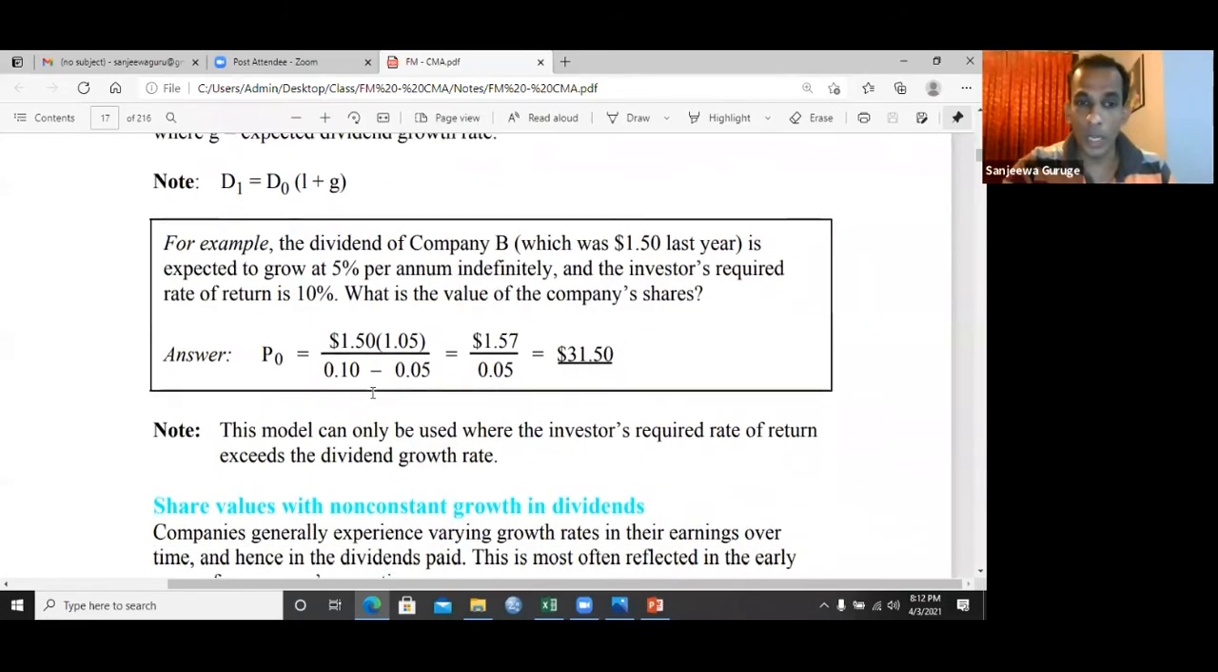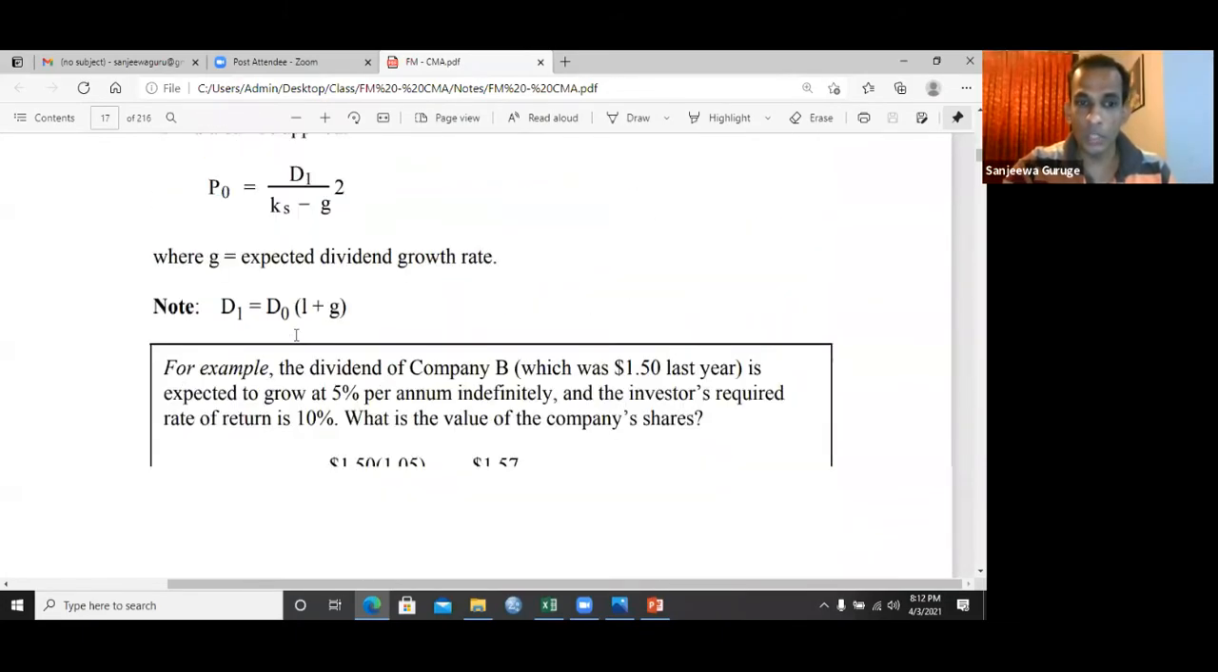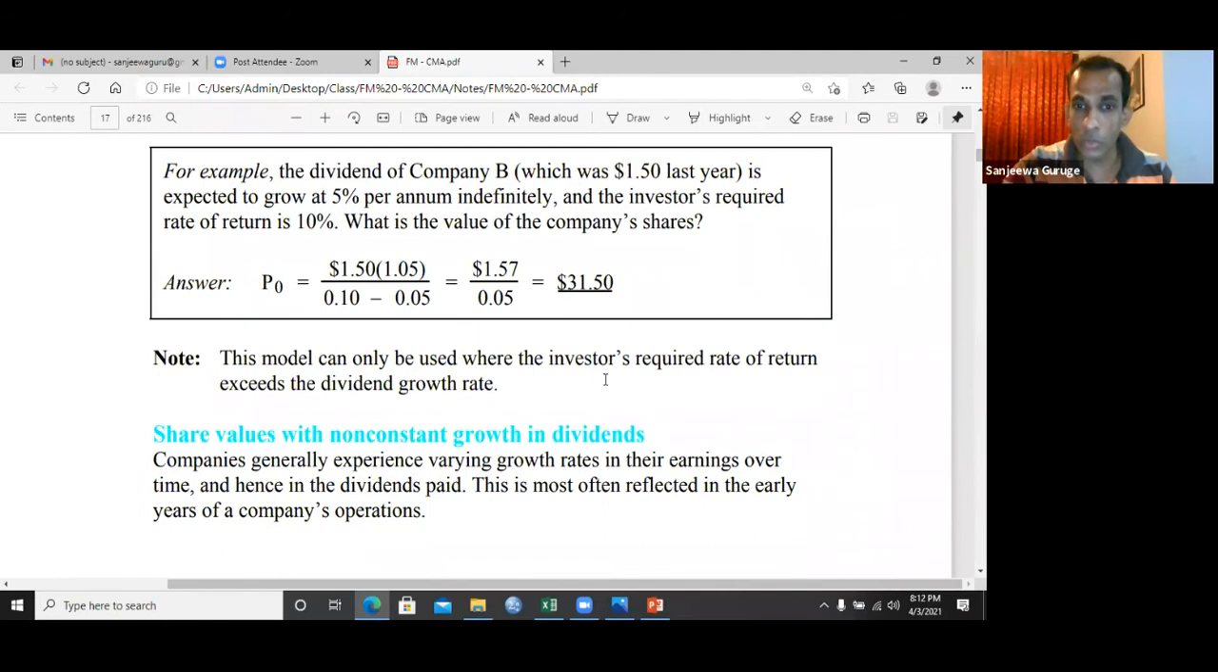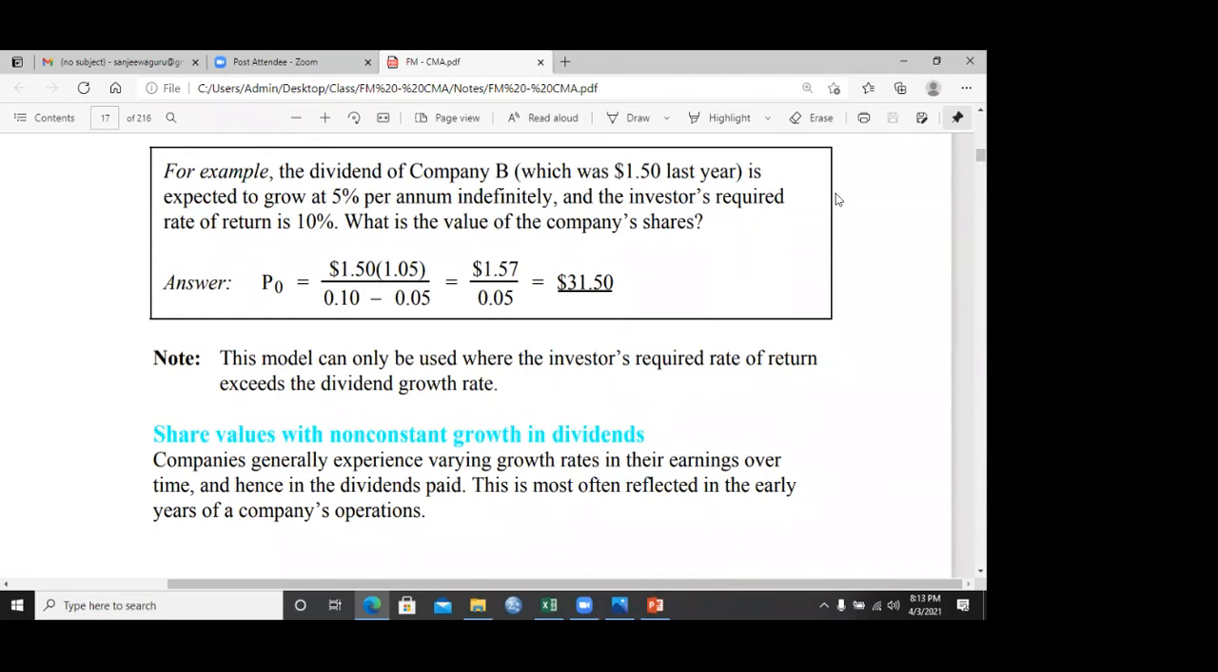Right, this constant growth model can only be used where the investors' required rate of return exceeds the dividend growth rate. If the dividend growth rate is more than the required rate of return, this model cannot be applied. Right? So what you mentioned is perfectly correct. Okay, so thank you.